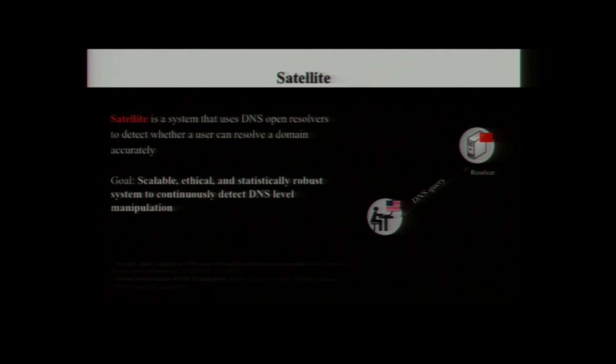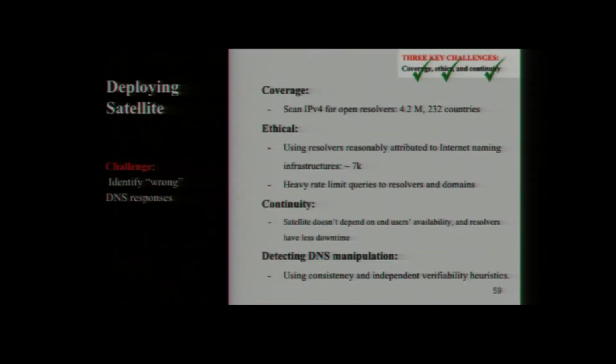And we added the lessons that we learned in another work that I did on DNS poisoning to Satellite, and we're capable of using almost 4 million open resolvers that exist to run measurements from them. And if you want to be ethical and only run measurements from infrastructure machines, then we have 7,000 of them distributed globally. And we can detect that as well.